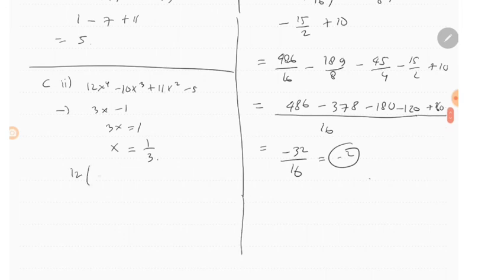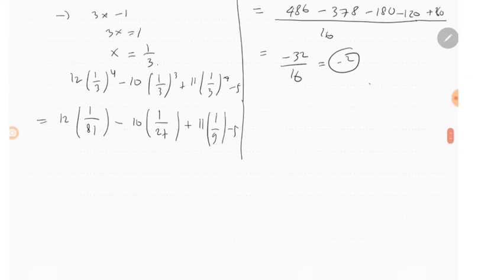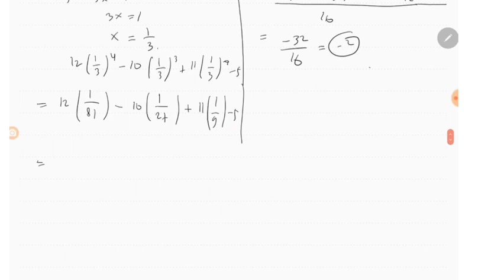So when you have x equals 1 over 3, you substitute in this polynomial here. So you have 12 times 1 over 3 to the power of 4 minus, sorry, 10 times 1 over 3 to the power of 3 plus 11 times 1 over 3 to the power of 2 minus 5. Then here you have 12 times 1 over 81 minus 10 times 1 over 27 plus 11 times 1 over 9 minus 5. And you can use your calculator to find out the answer.